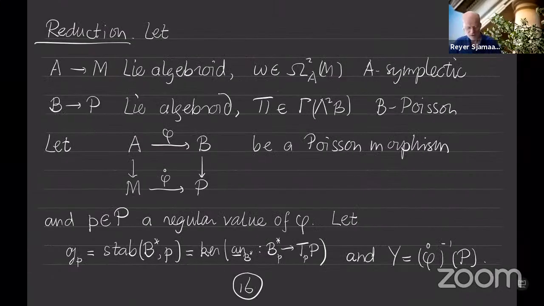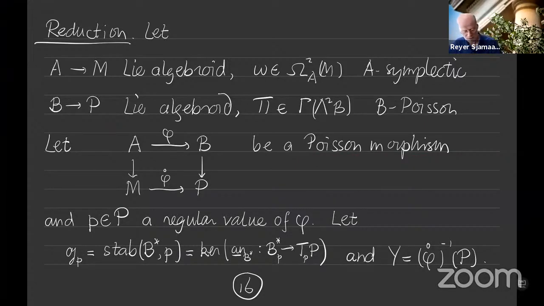Okay, so let me now explain what I mean by reduction. Suppose I give myself two manifolds, M and P, and suppose one manifold carries a Lie algebroid with a symplectic structure, and then a second manifold, which carries a Lie algebroid with one of these B Poisson structures. Now suppose I have a morphism from one Lie algebroid to the other Lie algebroid, which preserves the Poisson structures. Okay? So that's a generalized sense of moment map of this Mikami-Weinstein context.